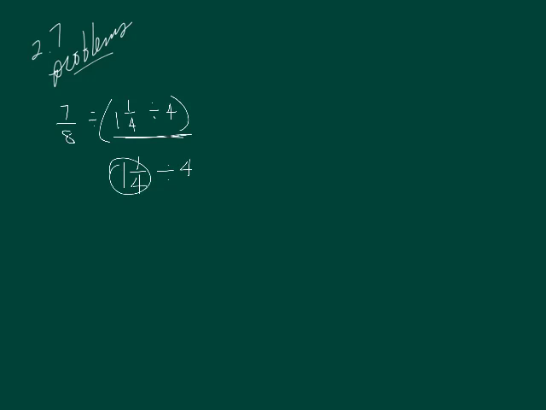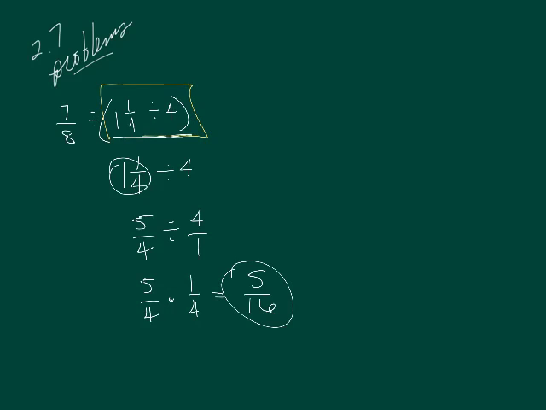So 1 and 1/4 divided by 4. Again, we're going to change that into an improper fraction, 5 over 4 divided by, let's make that into a fraction, 4 over 1. Flip that 4 over 1 upside down and multiply. So we're going to invert and multiply, and that gives me 5 over 16 for this part right here. So now what we have is 7/8 from right there divided by 5/16, or 7/8 times 16 over 5.